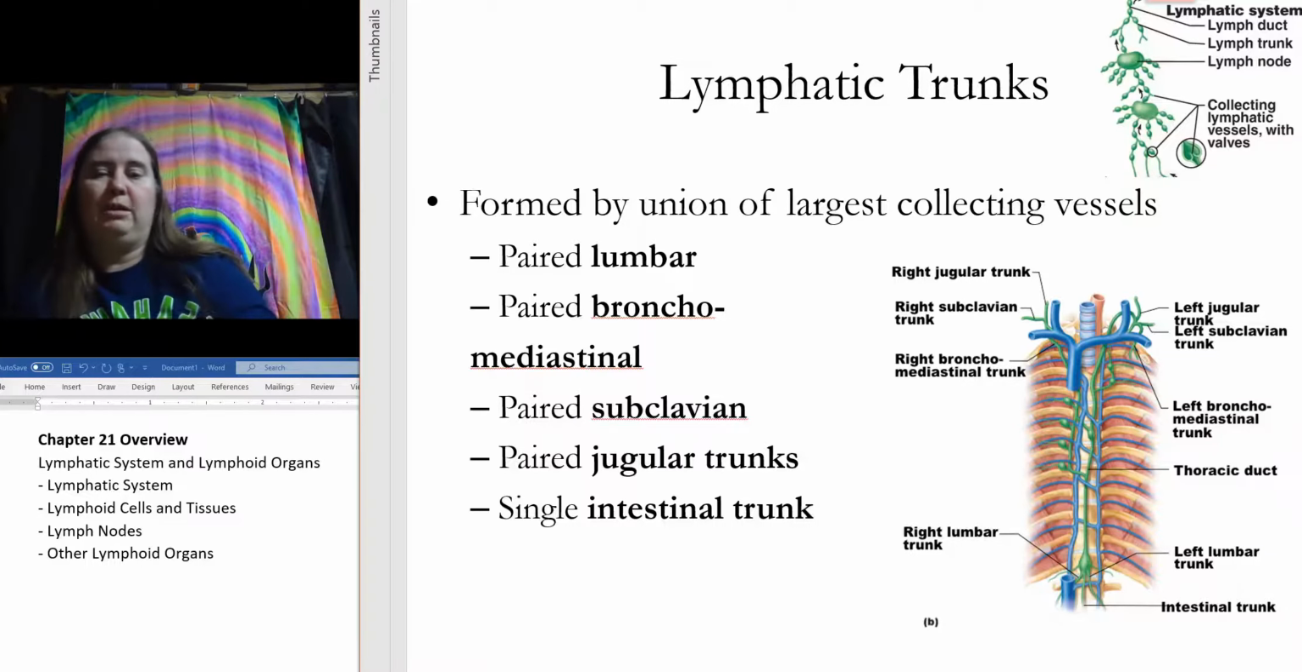So again, very similar mechanisms of transport that we see in the lymphatic system that we saw in the venous system as well. When we start looking at the cells that make up the lymphatic system, it consists of two populations of cells. One is our immune system cells that are found in the lymphoid tissue itself, and the other is the supporting cells that are going to form the lymphoid tissue structures themselves.